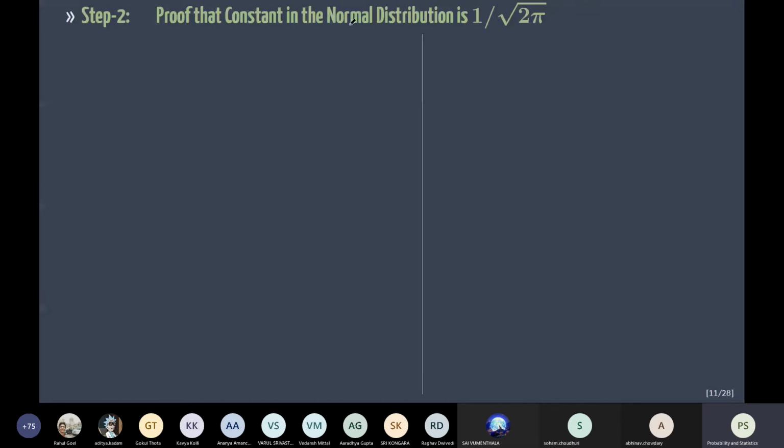Okay, so the normal distribution, right? Recall, if x is normal 0, 1, then this implies f x of x. This was 1 by square root of 2 pi, right? And like minus infinity.